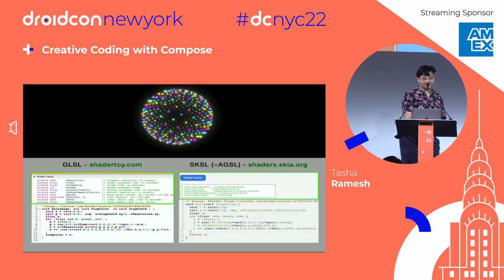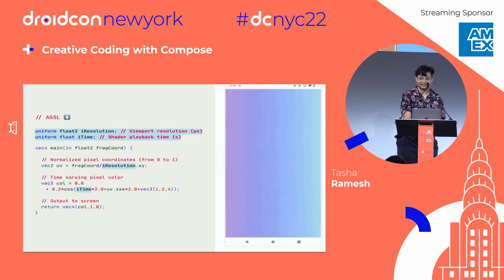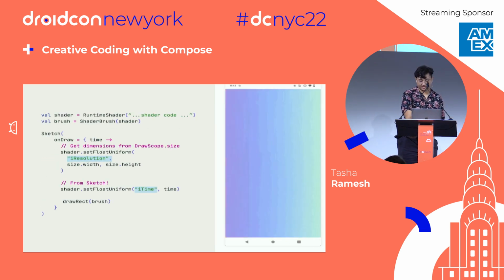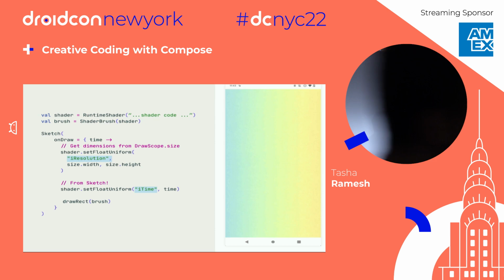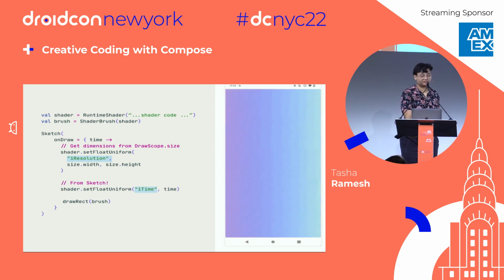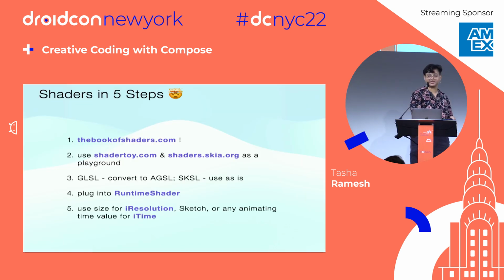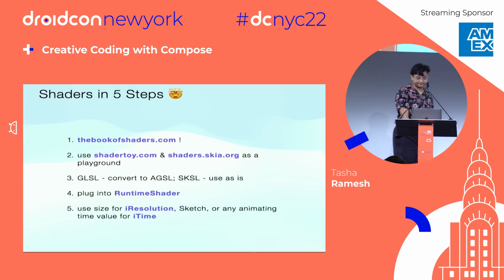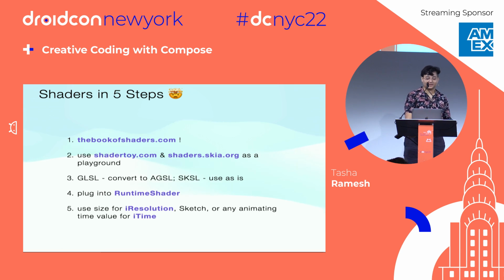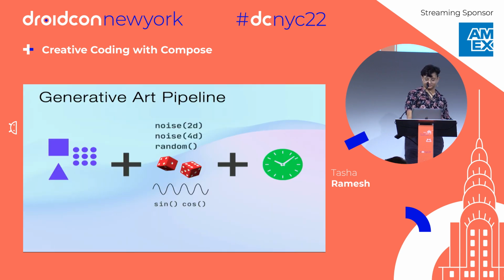I'm going to skip over this, but this is just a comparison of GLSL and the shading language that you will use for Android shaders. There are 2 kinds of input values that you will need to provide your shaders, and you can get both of them using the sketch function. The first thing you'll need is a resolution or the bounds of your viewport, and the second thing you will need is a time value to animate your shaders with. Shaders are crazy complicated. Here's a 5-step thing that I use to familiarize myself with shaders. I'm going to skip over this because some of these resources are in the last slide.